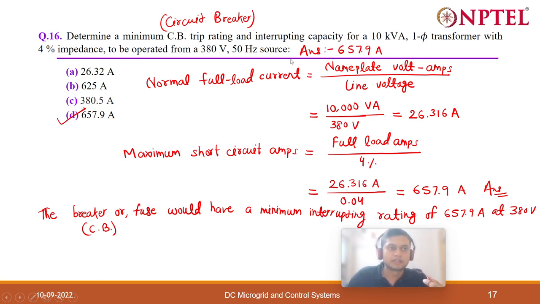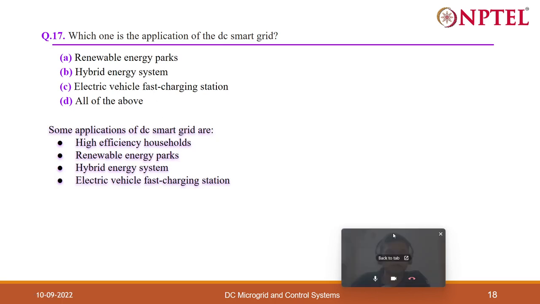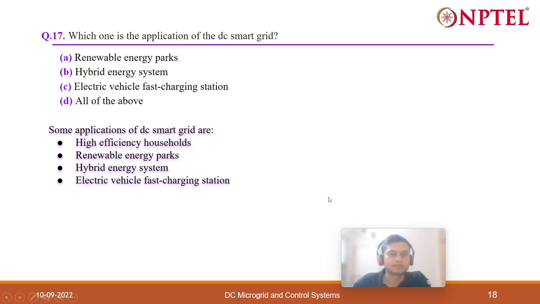Now let us see the 17th problem. Which one is the application of DC smart grid? First option is renewable energy parks, B option is hybrid energy system, C option is electric vehicle fast charging station, D option is all of the above. So we are moving from an AC microgrid to a hybrid microgrid, a mixed microgrid that is having both AC and DC buses present.